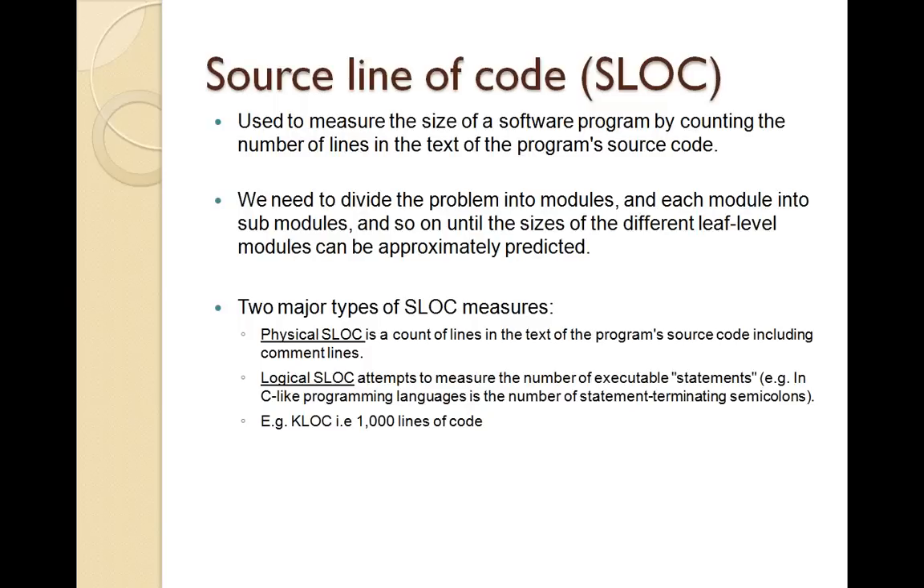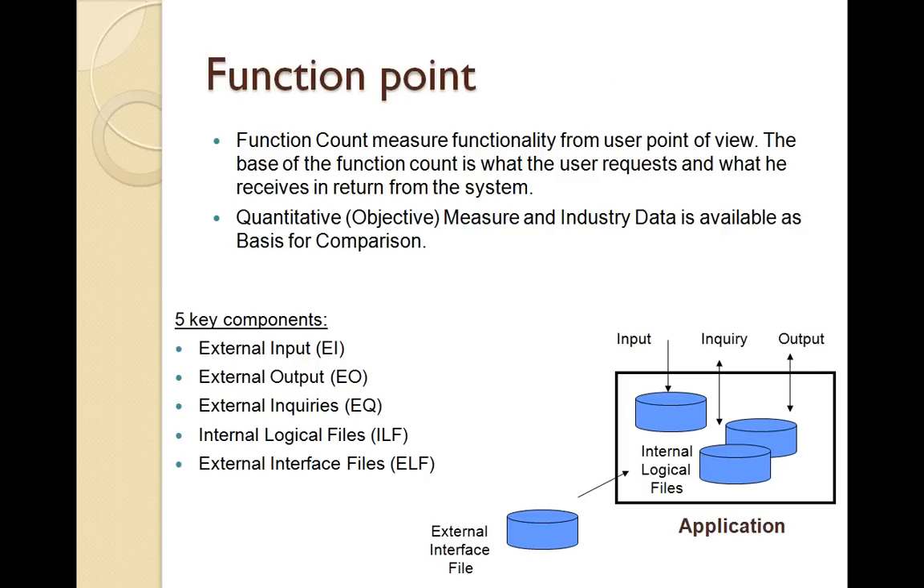The next is the function point based estimation. Function point based estimations are basically from the user's point of view. It is based on the function count, the user request, and what the user receives in return. So what is the user asking from the system, and what is the user getting from the system? It has 5 key components: external inputs, external outputs and external inquiries that are coming to the system, internal logical files that are used for the internal processing, and external interface files.